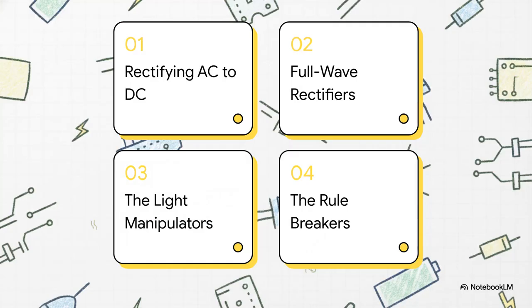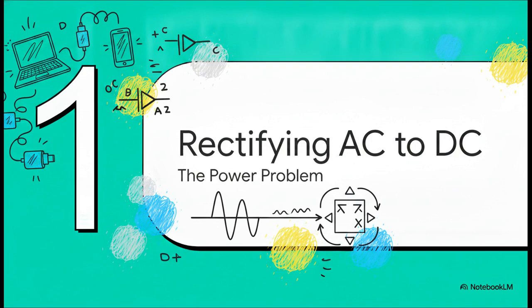We've got a great roadmap ahead for this explainer. We're going to cover rectifying AC to DC, move into full-wave rectifiers, check out the light manipulators, and finally, look at what I like to call the rule breakers. Kicking things off with rectifying AC to DC, and really the core power problem. Let's look at the foundational role of the diode and power conversion. This is the stuff that makes basically all of our modern consumer electronics possible.